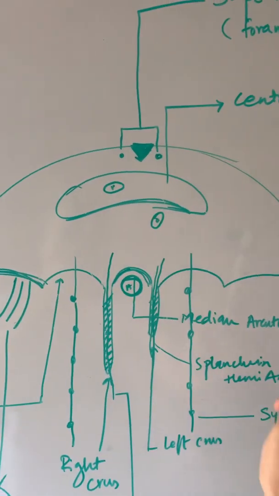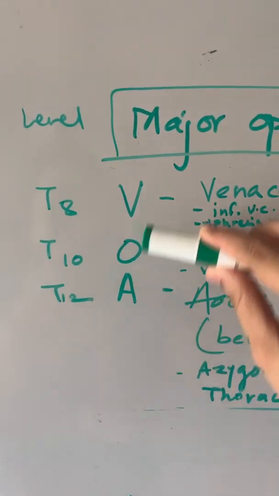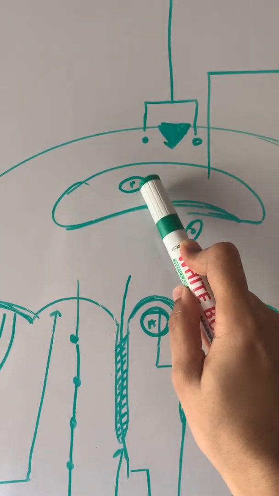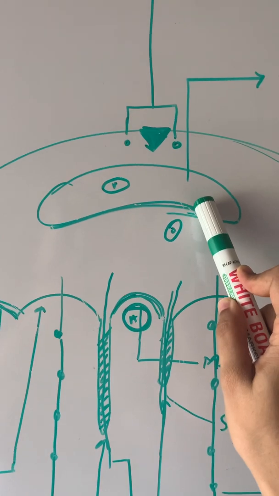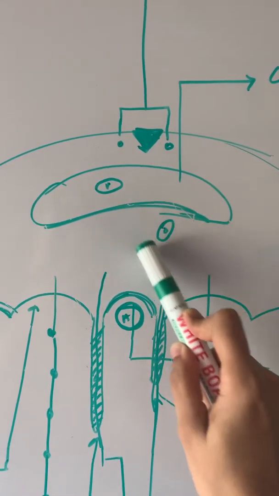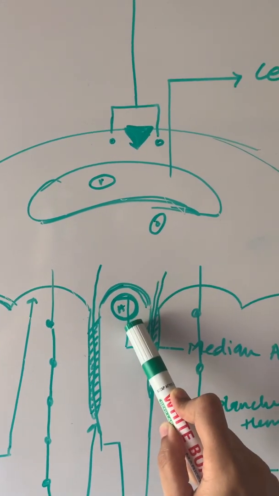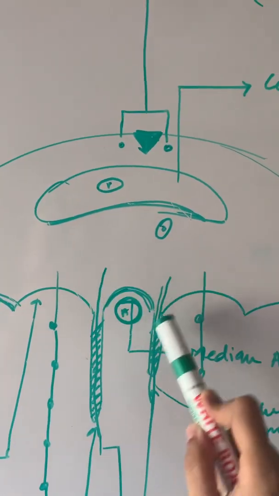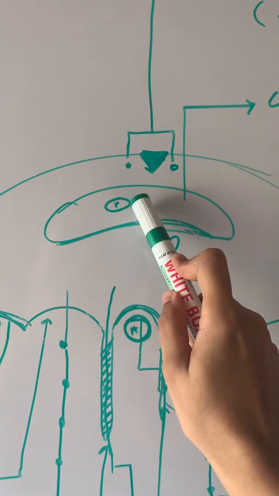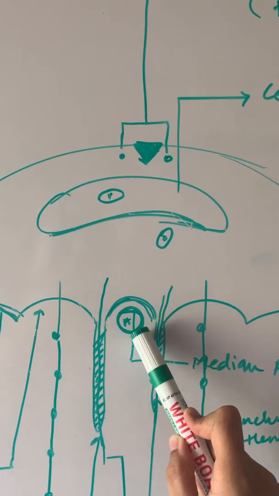So remember only one mnemonic like VOA, Voice of America. So this is the first opening. This is V, meaning vena cava opening at the central tendon. This is O, that is the esophageal opening at the muscular part of the diaphragm, while this is the aortic opening, which is not on the diaphragm. This is behind the diaphragm, between the right and left crus. The levels are T8, T10 and T12.